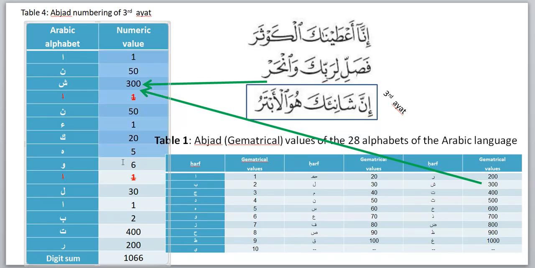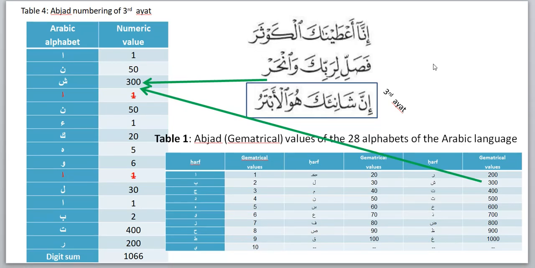So if we add these things, we get 1068, though the value will actually be 1068. But if we cut these two, 1 and 1, we will get 1066. Sorry, 1066.